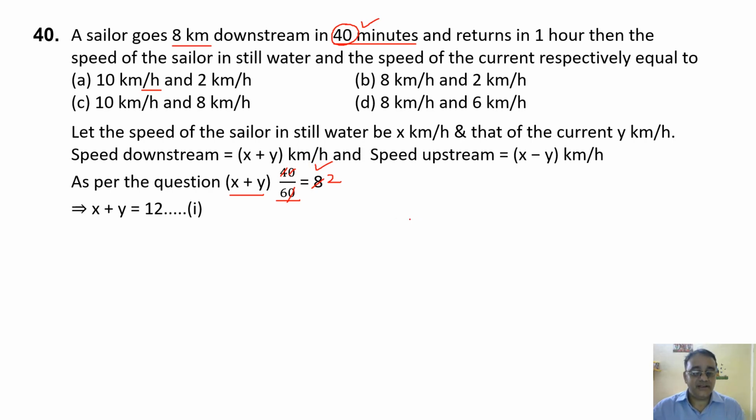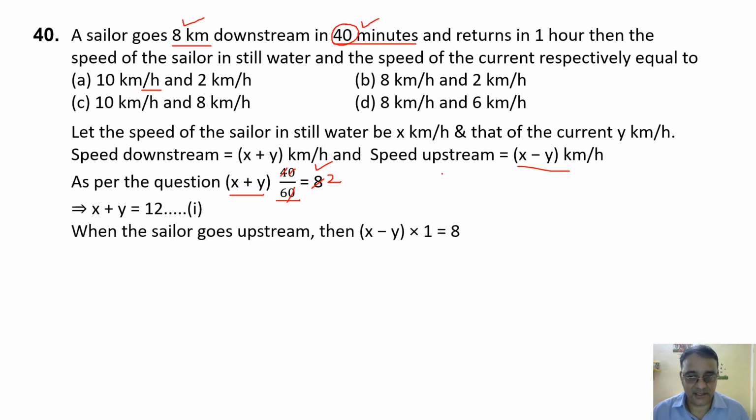Now the next one is given 1 hour return. Return के लिए 1 hour. So return में speed क्या है उसका? X minus y upstream. Okay. And the distance will be same only, 8 kilometer. So we'll get x minus y into 1 is equals to 8. This is clear? Yes, sir. So x minus y is equals to 8 is the second equation.